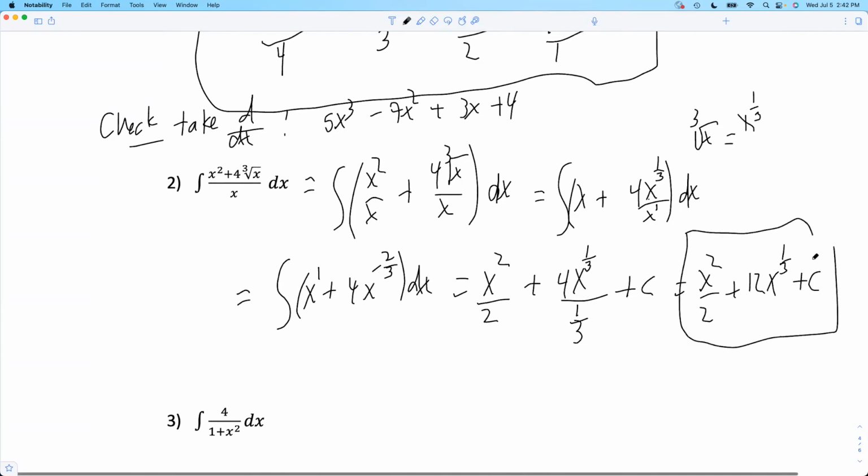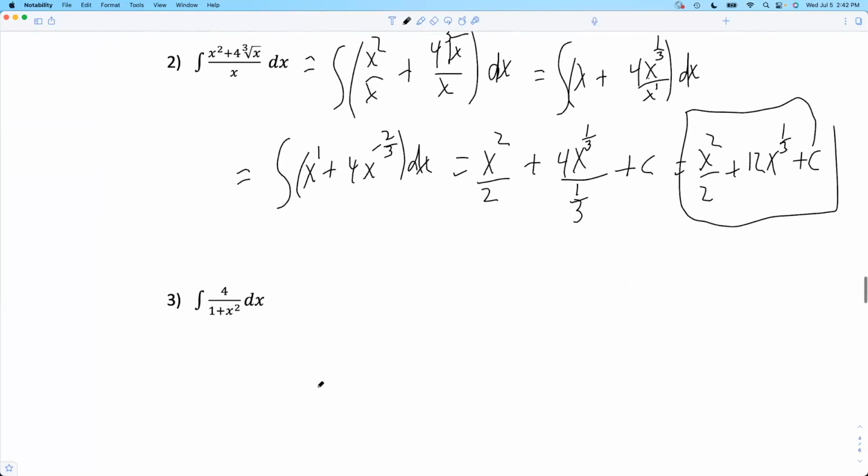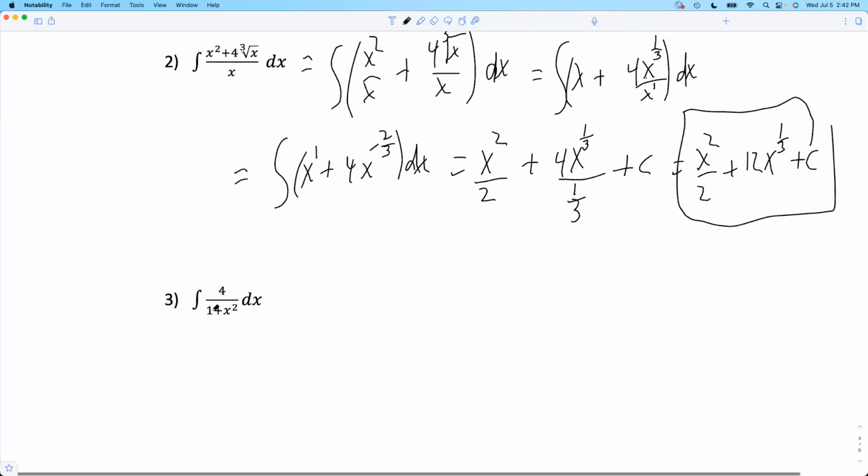There is the general antiderivative of this function here, and we call that function the one that's inside the integrand. Okay, here, let's look at this one. Now we've got to look back at our integral table. If we look back at our table, that 4 can come out. Let's pull that 4 out.